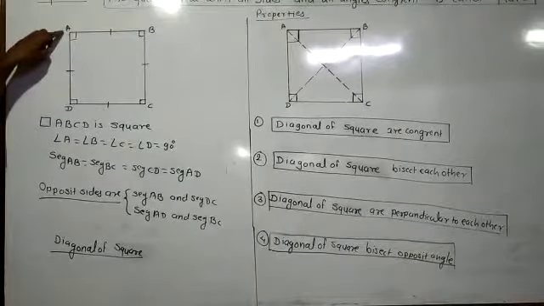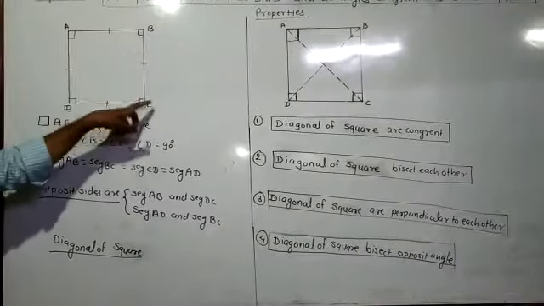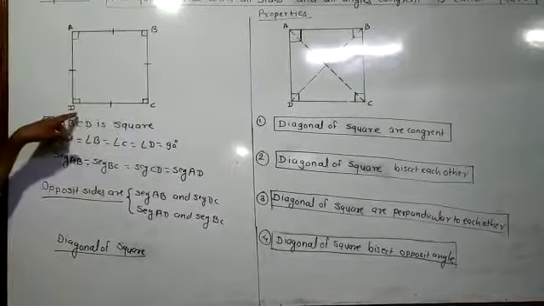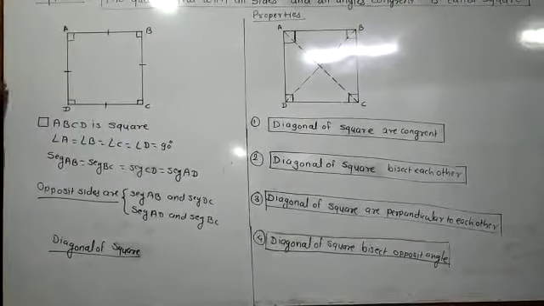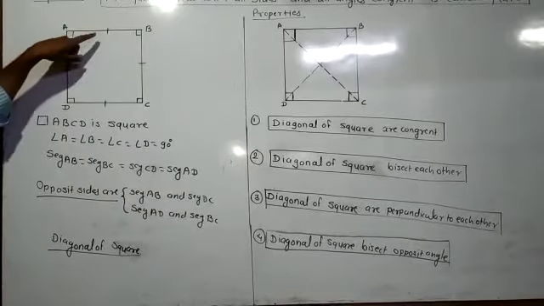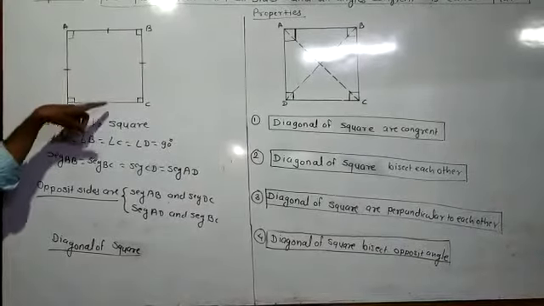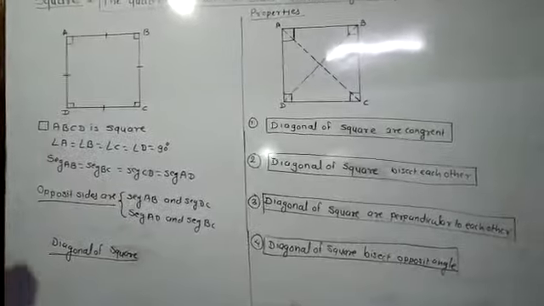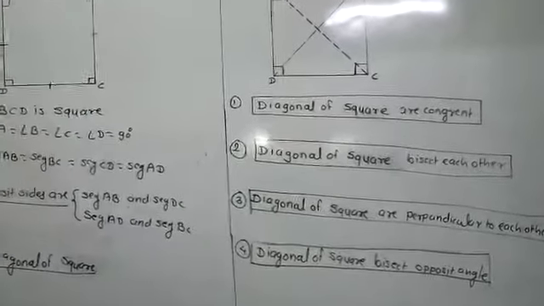Here, if AB is 10 cm, then BC is also 10 cm, CD is also 10 cm and AD is also 10 cm. By the identical marks, one line each, I show that these sides are equal. So I will say that quadrilateral ABCD is the square.